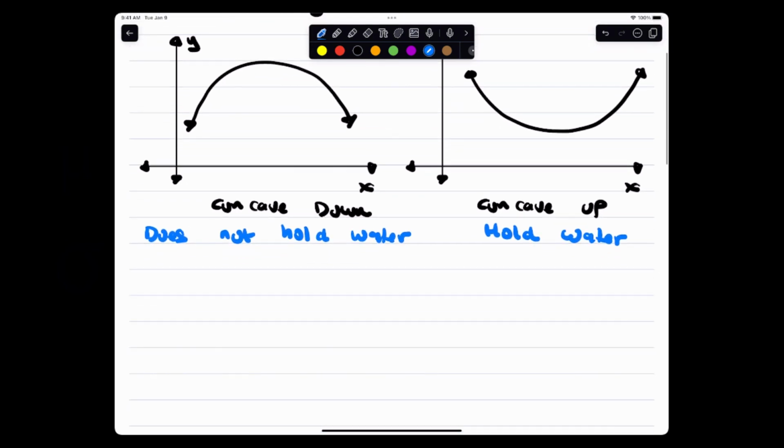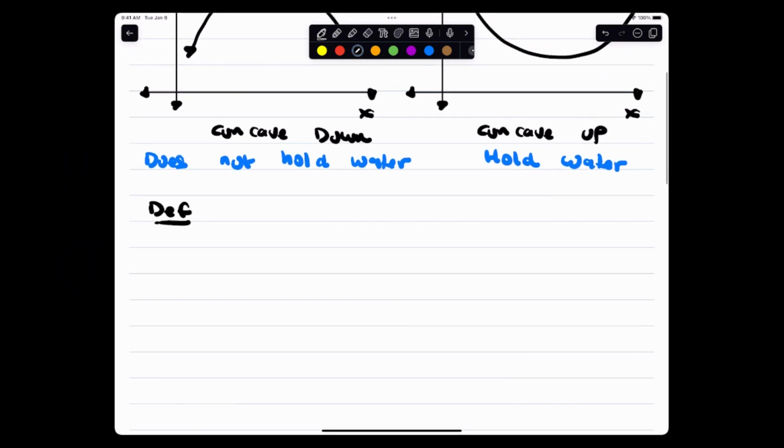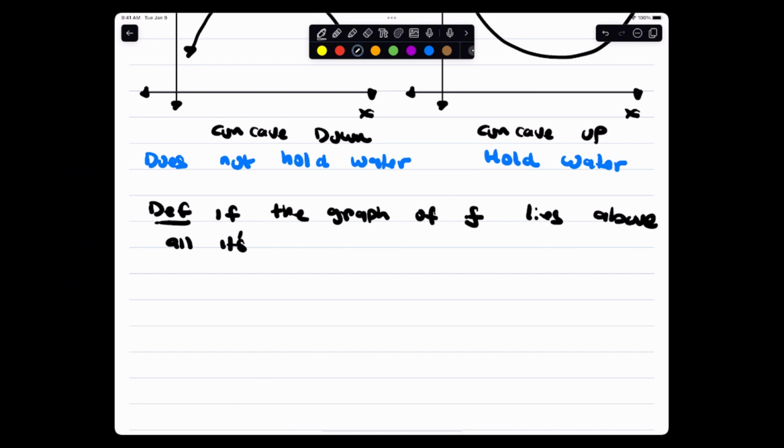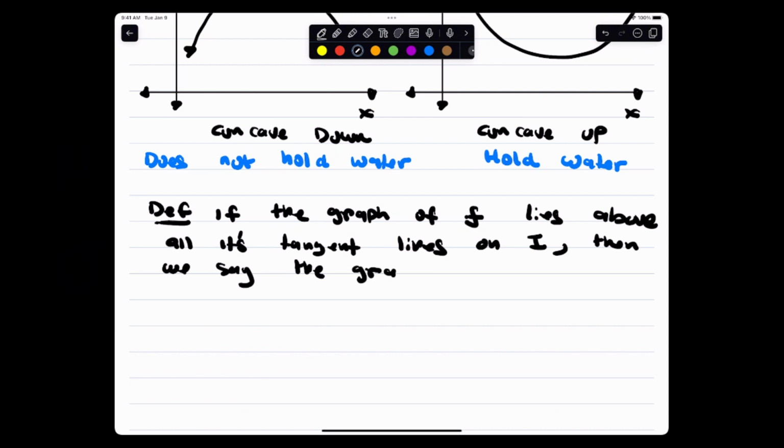Now, give you some definitions here. If the graph of f lies above all its tangent lines, okay, on an interval I, then we say the graph is concave up.